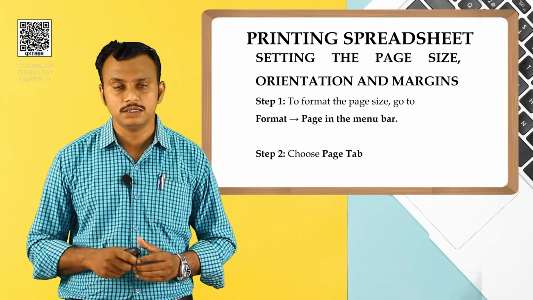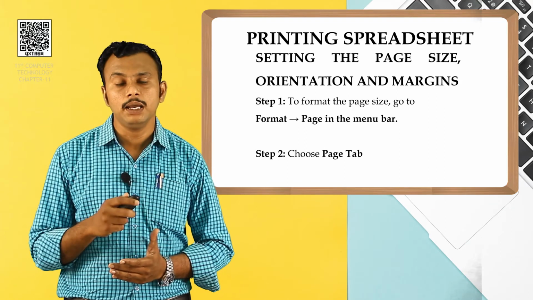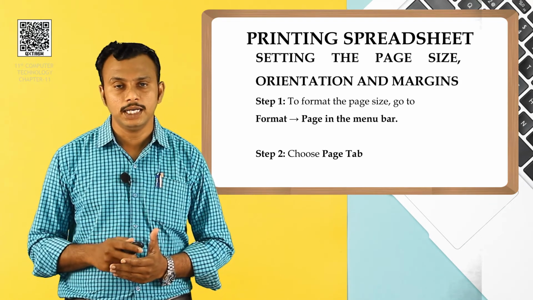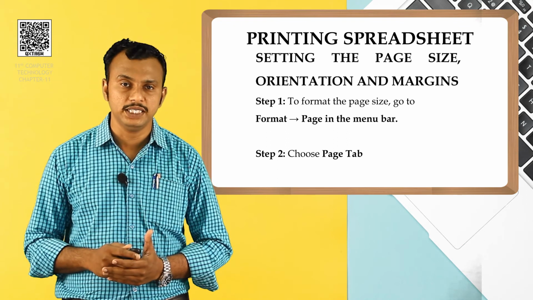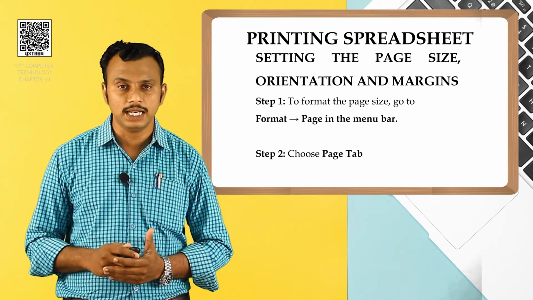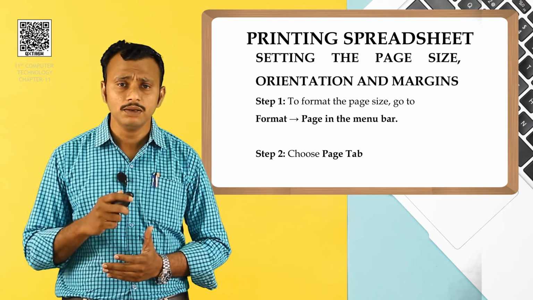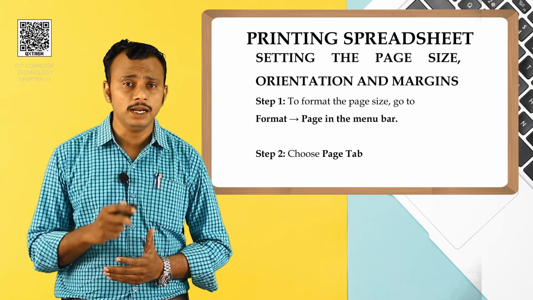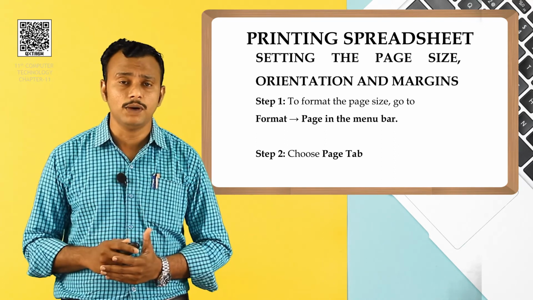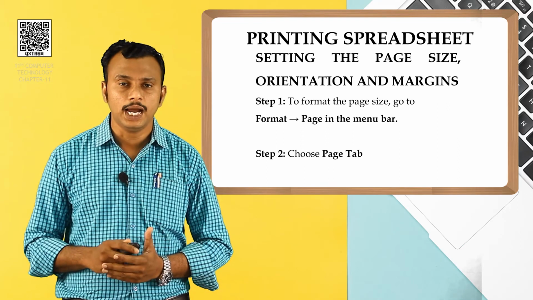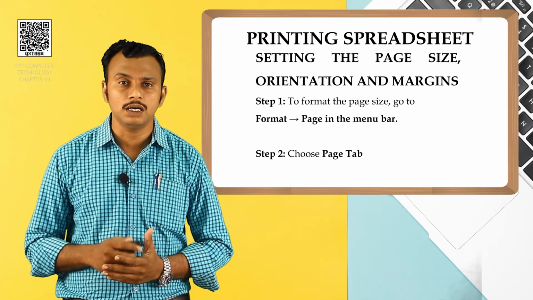Now we are going to see how to format the page size. For that we want to open the spreadsheet and then select the menu Format, Page. From the menu bar we want to choose Format, and then select the option called Page.